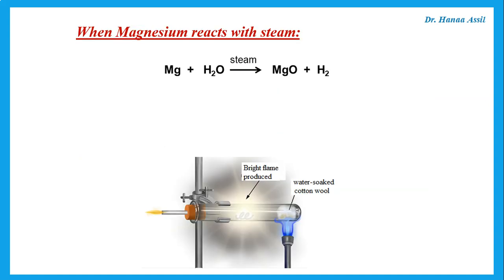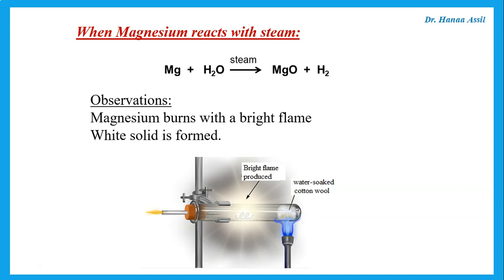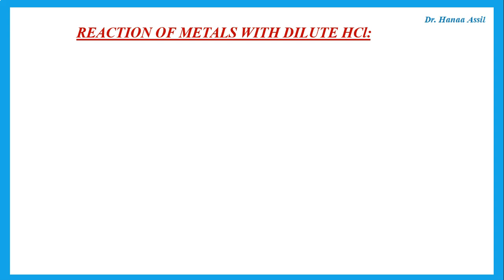Now, when magnesium reacts, it doesn't react with cold water, it reacts with steam. So we need to heat it. In that case, we get magnesium oxide. So you will find that the magnesium burns with a bright flame, and we get a white solid formed.